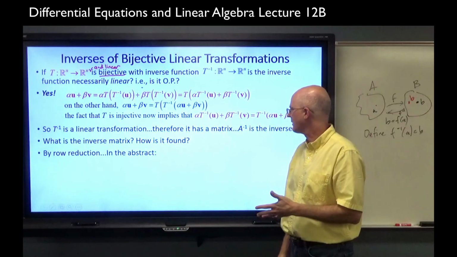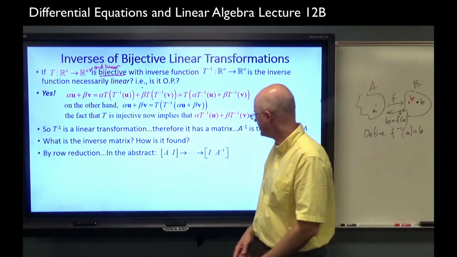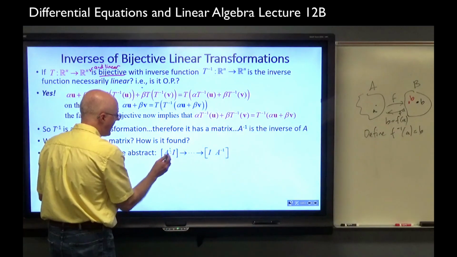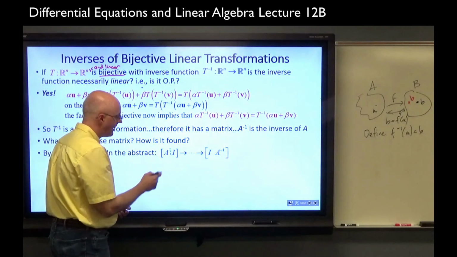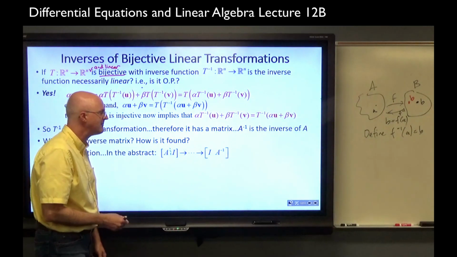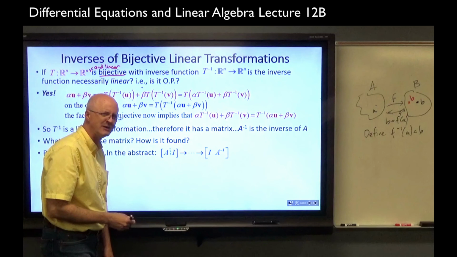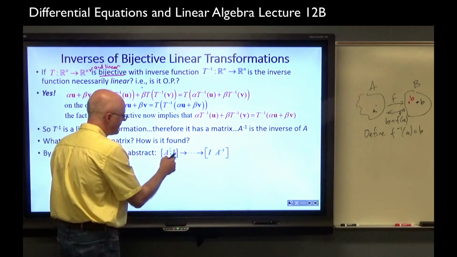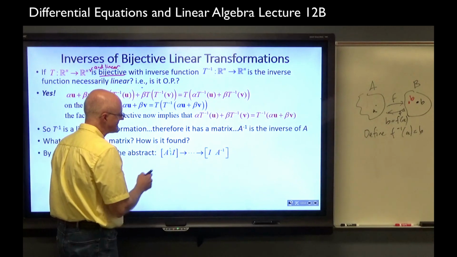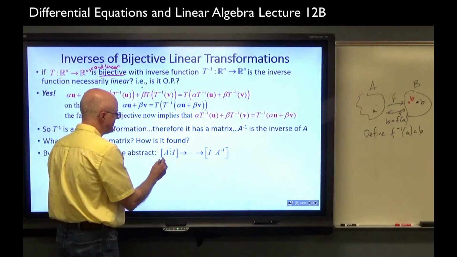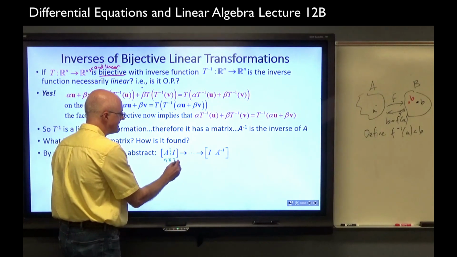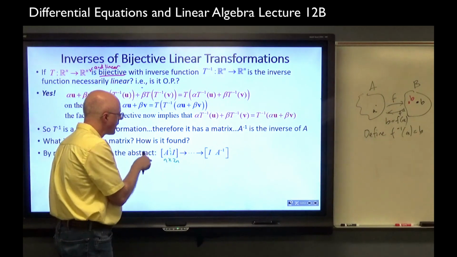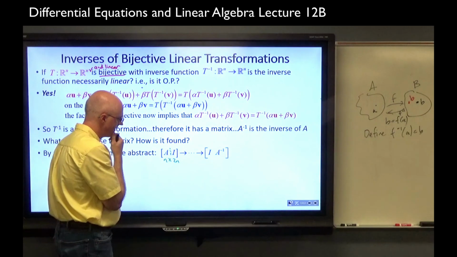In the abstract, the row operations are to take an augmented matrix of this form. A is n by n. I here is taken to be the n by n identity matrix. I need to tell you what that is here in a minute. Both of these matrices are n by n, so the combined matrix is n by 2n. Still n rows, but double the number of columns.